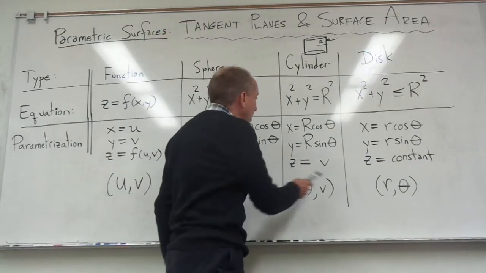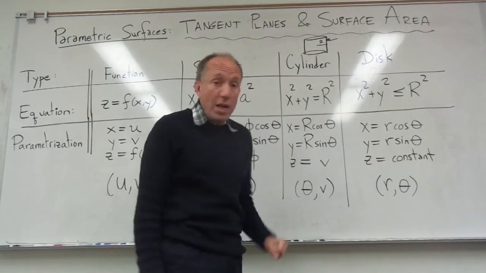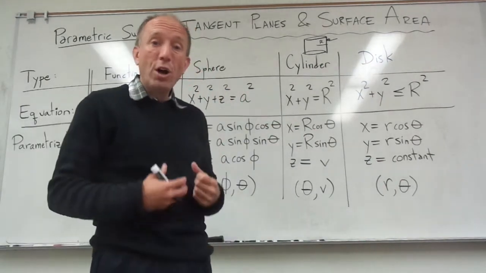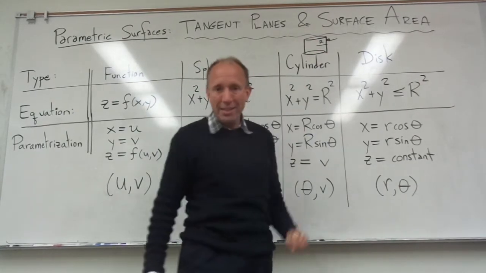So I'm going to use a v for that. And then theta is my other parameter. R is not a parameter, right? R is a number. R is a fixed, specific number that is given by the radius of that cylinder.